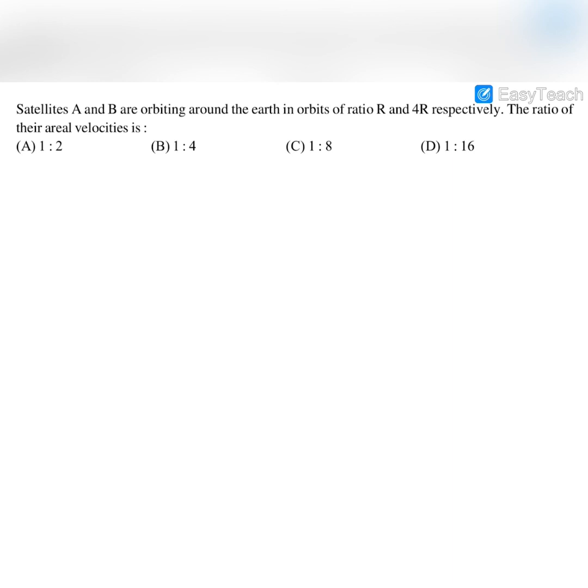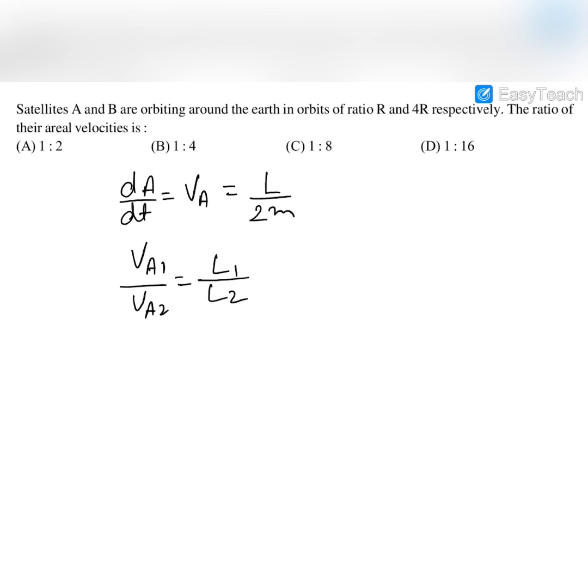So we know that the areal velocity dA by dt, let us name it as VA, areal velocity, is equal to L by 2m. So VA1 upon VA2 is equal to L1 by L2. We are assuming that the mass of these satellites is the same. So L1 is mvr and L2 is mvr.